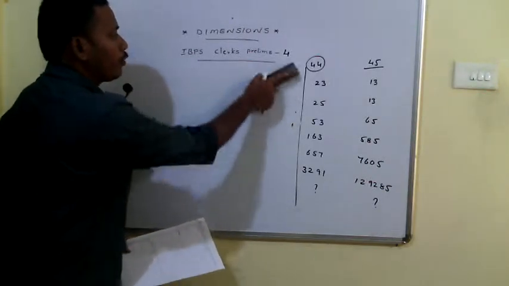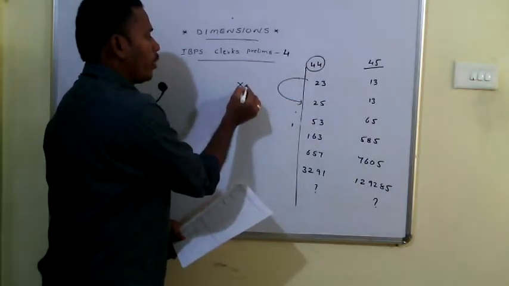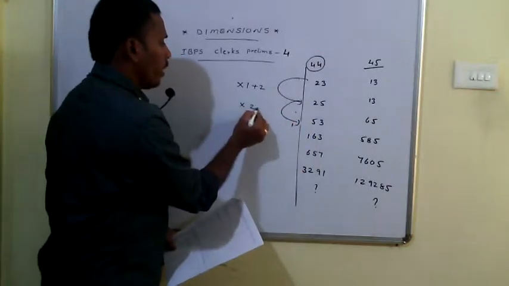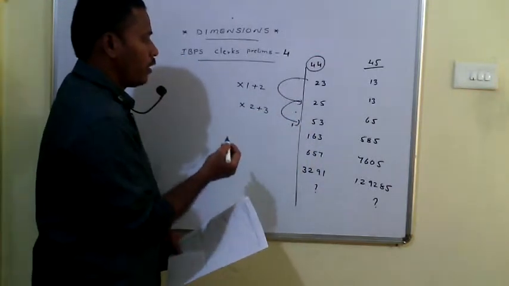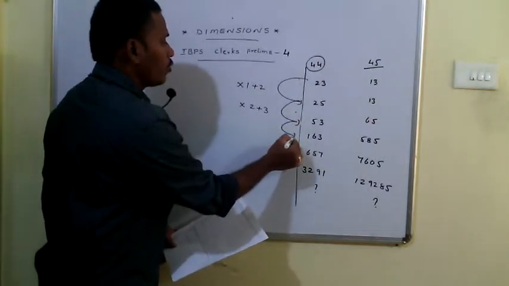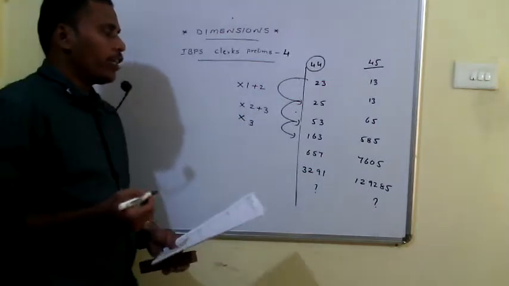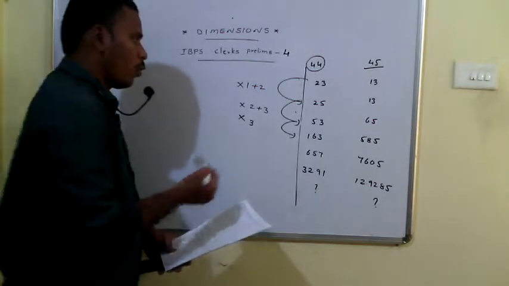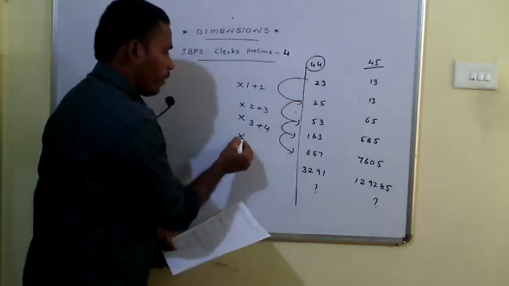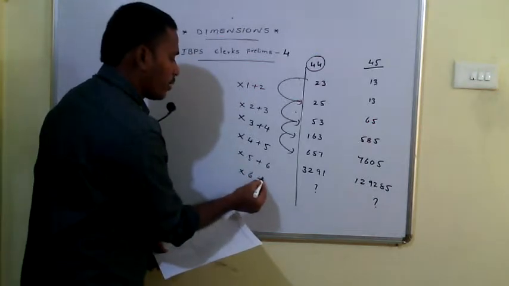And coming to the 44th problem, the numbers are like this. 23 to 25: 23 into 1 plus 2 is 25, and 25 into 2 plus 3 is 53, and then 53 to 163: 53 into 3 means 159, and 159 plus 4 is 163. Then 163 to 657: into 4 plus 5, and into 5 plus 6, and then into 6 plus 7.